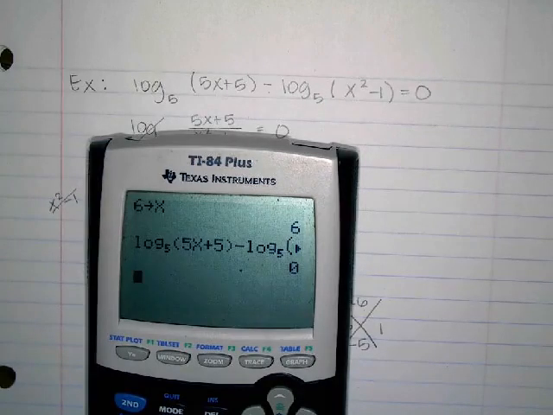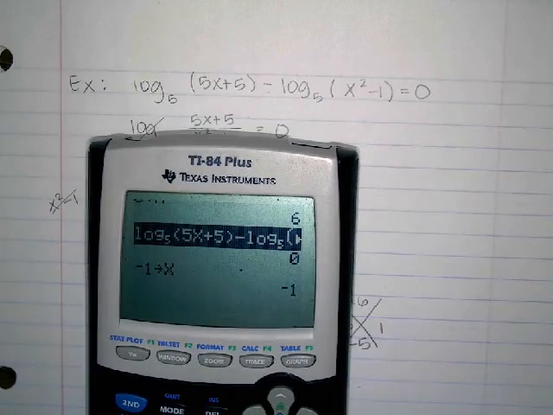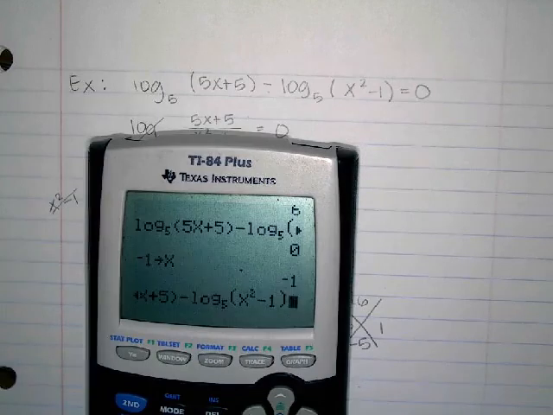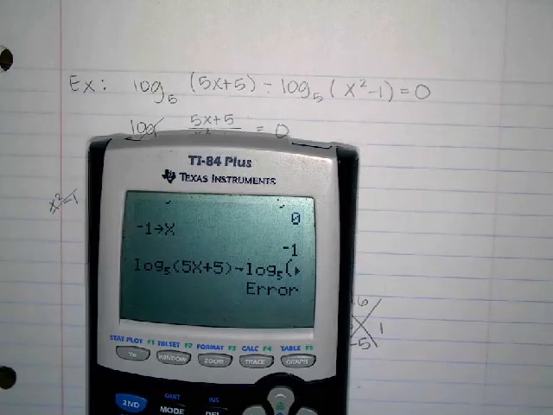And then I'm going to do negative 1 stored as x. And I don't want to retype it, I just want to plug that new x value in, so I'm going to copy paste it. And this one doesn't work. So 6 is a good answer, negative 1 is not.